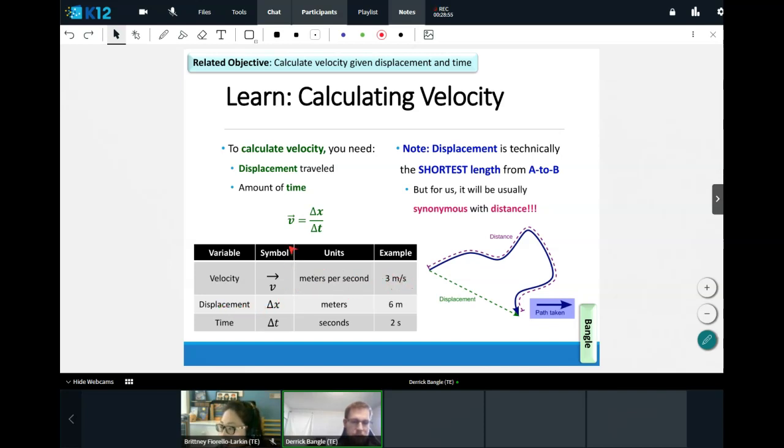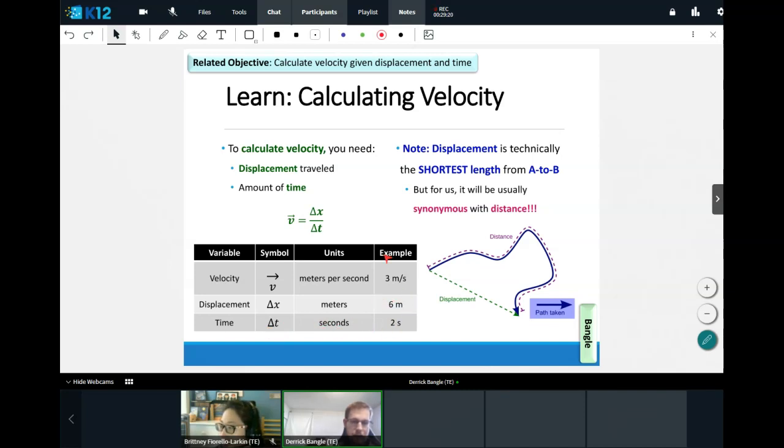The displacement is going to be a triangle with an x. The triangle just means the difference in displacement, which means we have an initial distance and a final distance. And those units are always going to be in meters. So our example is 6 meters. And then time, which is going to be our triangle, which we call delta. So delta t is just a difference in time, and that's going to be in seconds.